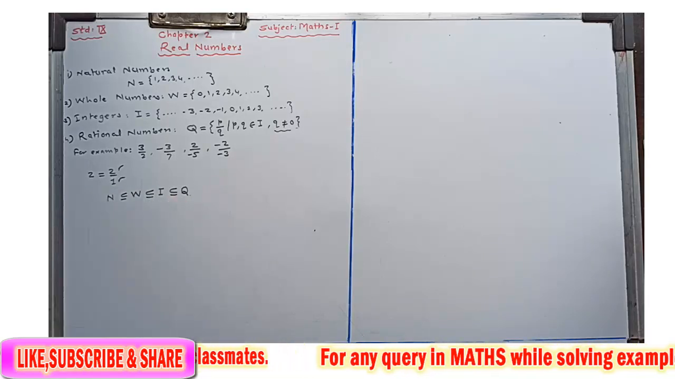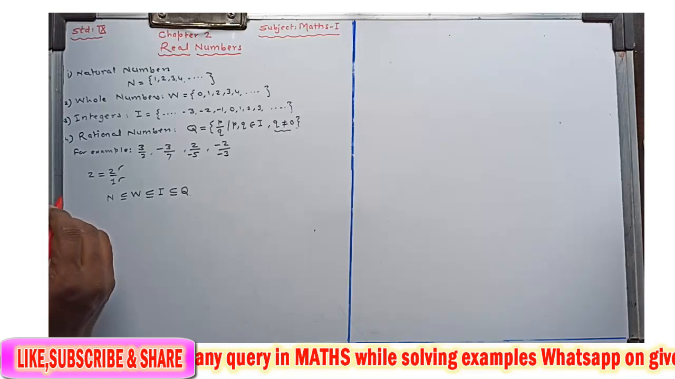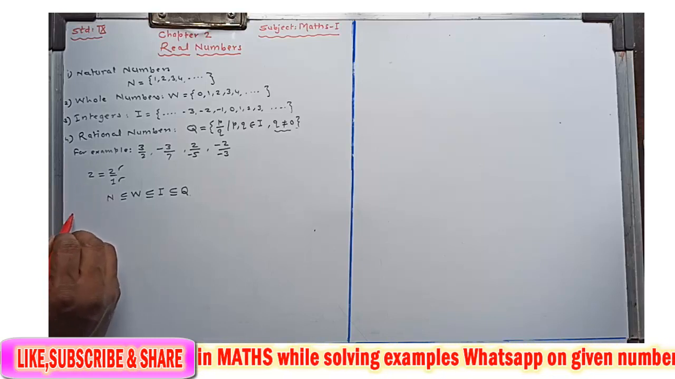So this is the basic definition of rational numbers. Now after that we'll see the properties of rational numbers.